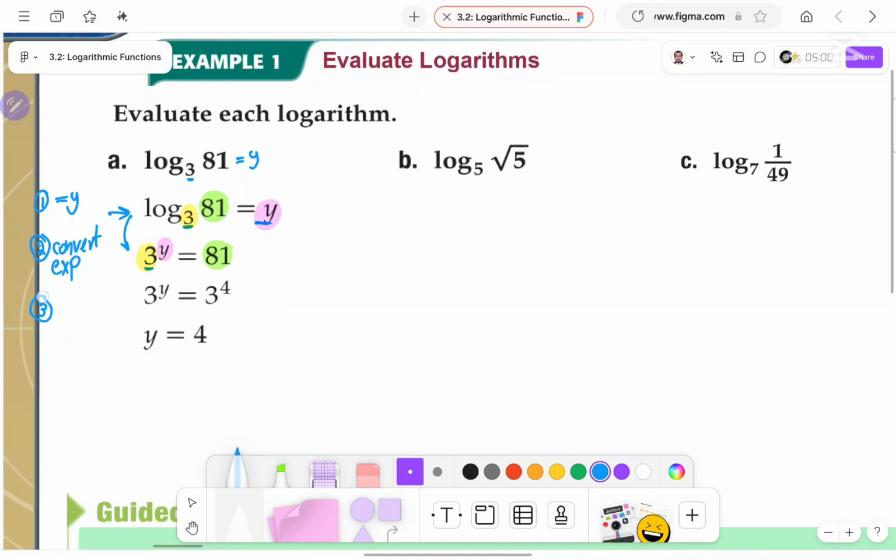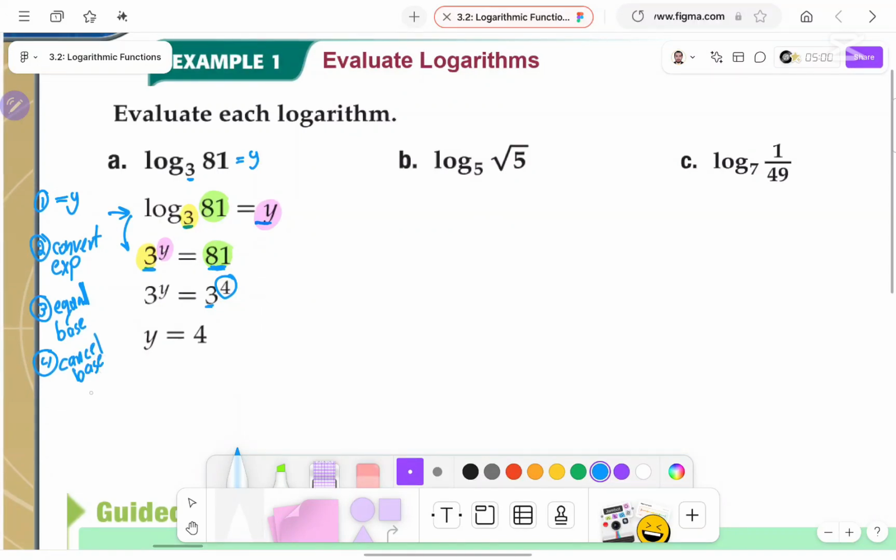step number 3: you have to look at the bigger number and change it to be the same as the base. So step number 3, look at the bigger side and equal the base. The base here is 3, so I have to change this one to be 3 to the power of something that equals 81. So 3 to the power of 4 is equal to 81. Now I have step number 4, which is the last step: cancel the bases.